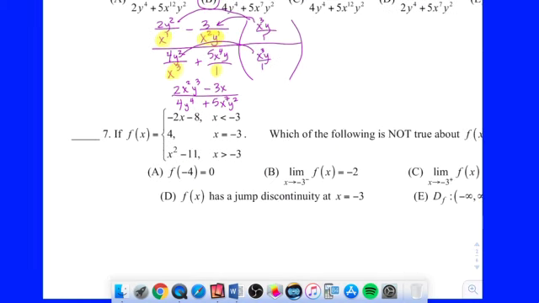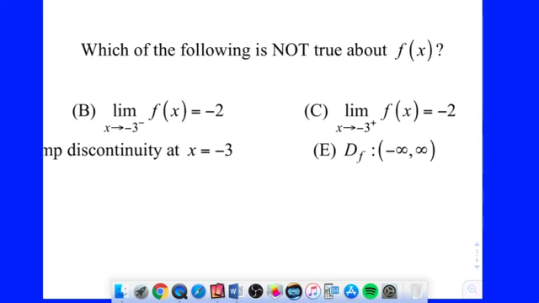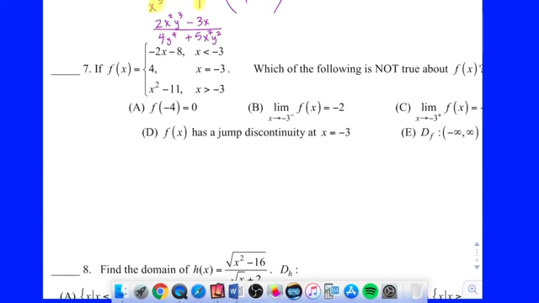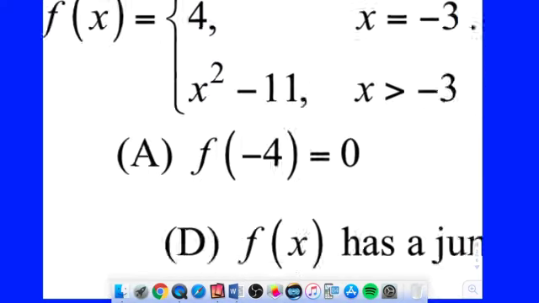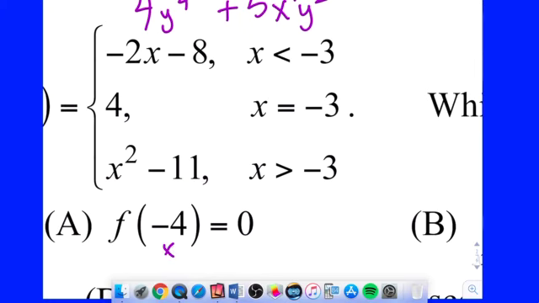All right, number 7. This is a piecewise function. So the easiest way to do a problem like this, when it says which of the following is not true, is just to go through each answer choice and see if it's true or not. So is it true that f of negative 4 equals 0? Well, this is an x value, right? Which piece do we use when x is negative 4? Well, negative 4 is less than negative 3, right? So we're going to use the top piece.